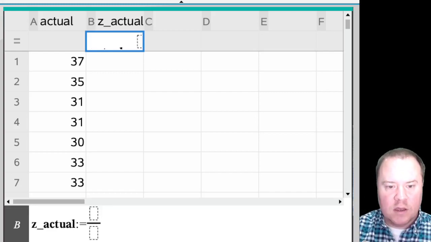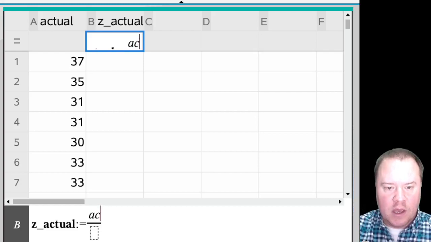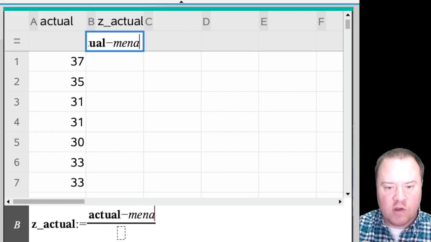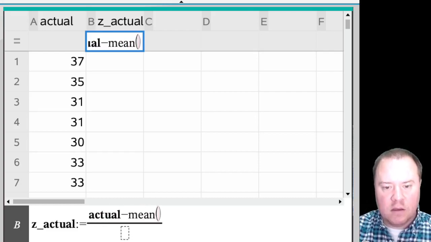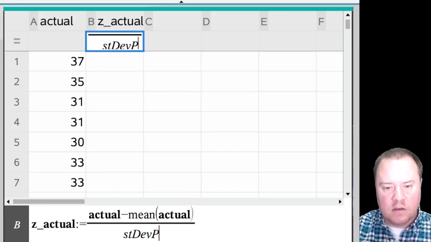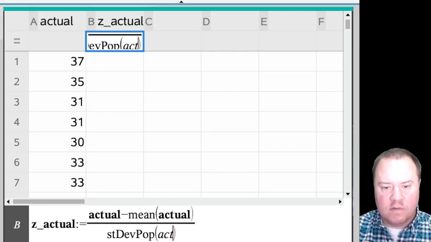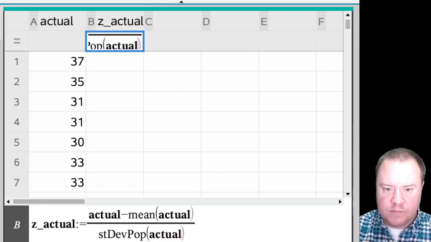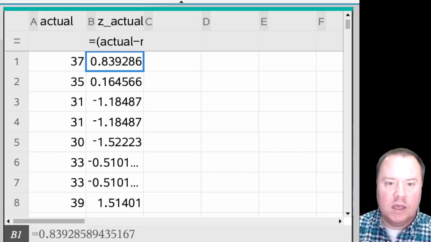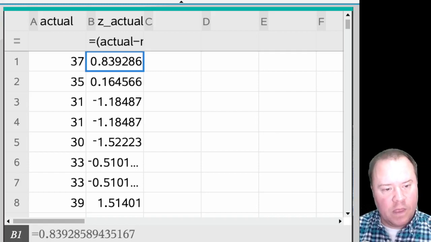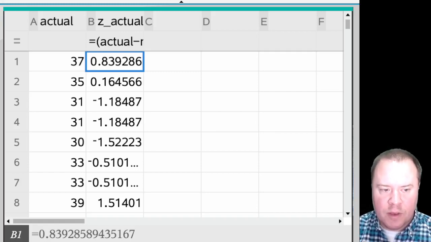So if we take the actual number of raisins and subtract the mean of the actual number of raisins and divide by the standard deviation of the actual number of raisins, then we get the z-scores. So we've standardized the values. Okay, we'll want to use that here in a moment.